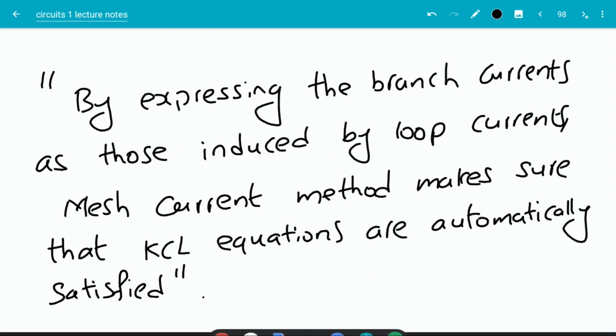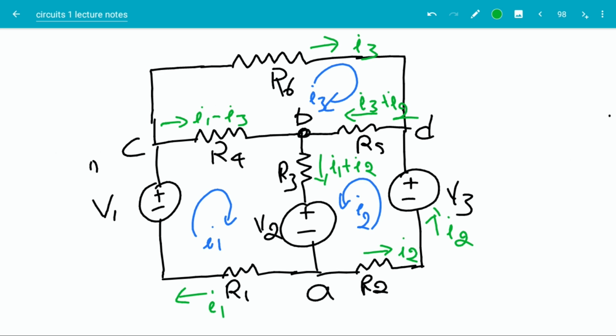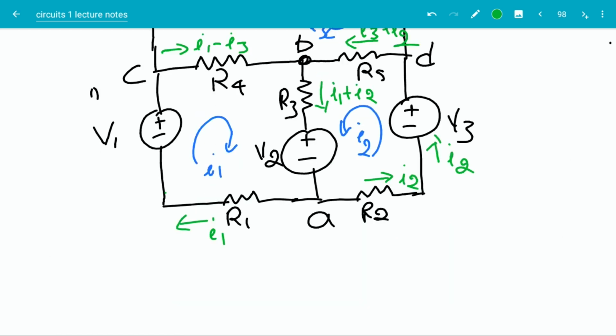Going back to this statement, since the mesh current method makes sure that the KCL equations are automatically satisfied, we only need to worry about the KVL equations. Let's take the same example again. This time I have indicated all the loop currents, and I've also indicated on each branch the branch currents induced by these loop currents. I see three variables here, I1, I2, and I3. That means I need to write three KVL equations in order to solve the circuit. Note that if I calculate I1, I2, and I3, I know the branch currents in all the branches, hence solving the circuit. So let's write a KVL equation in the loop corresponding to the loop current I1.